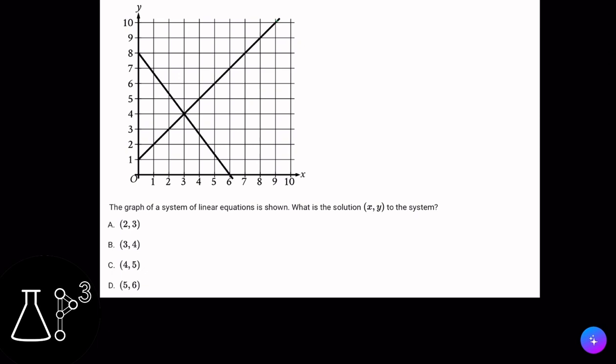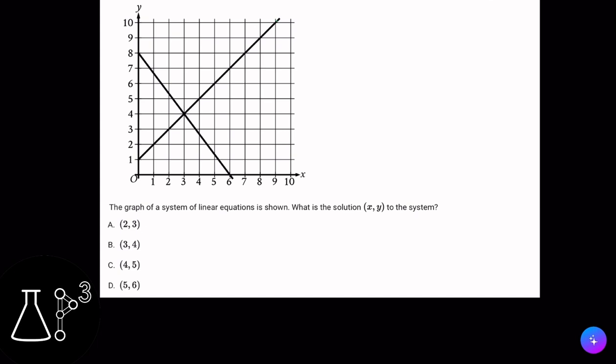Let's do another question. The graph of the system of linear equations is shown. What is the solution x, y to the system? Okay, this question can be solved really simply, but let's analyze the graph and the information given, right? I'm given two lines, and they both intersect at exactly one point. What does that necessarily mean?